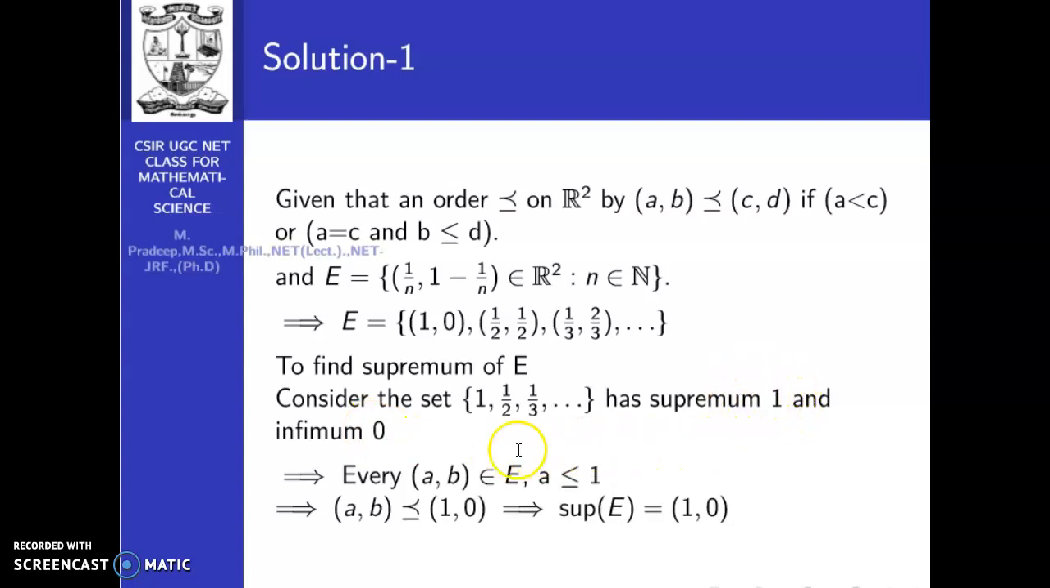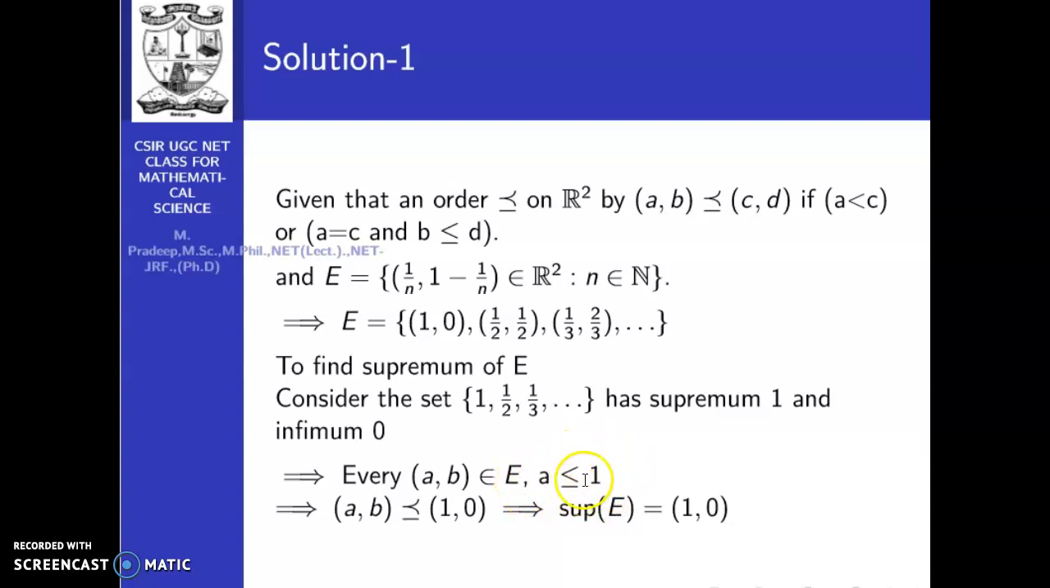Okay, that's all. So for every (a, b) in the set E, a is less than or equal to 1. Why is a less than or equal to 1? Here the supremum of the first elements is 1. For every element (a, b) in the set E, a should be less than or equal to 1. This is the idea. Not less than or equal to, it's strictly less than 1. Okay, a is less than 1.